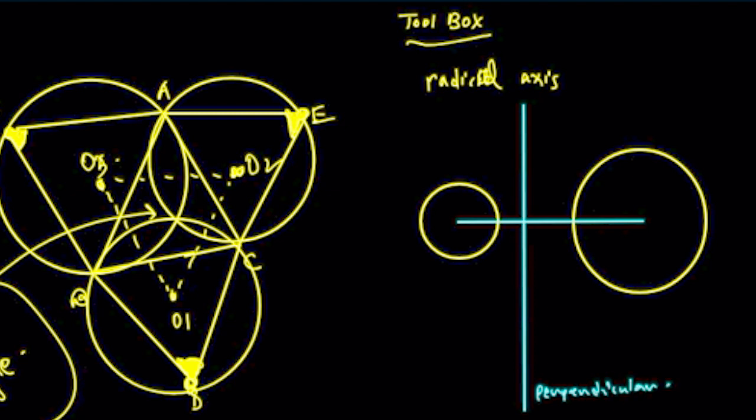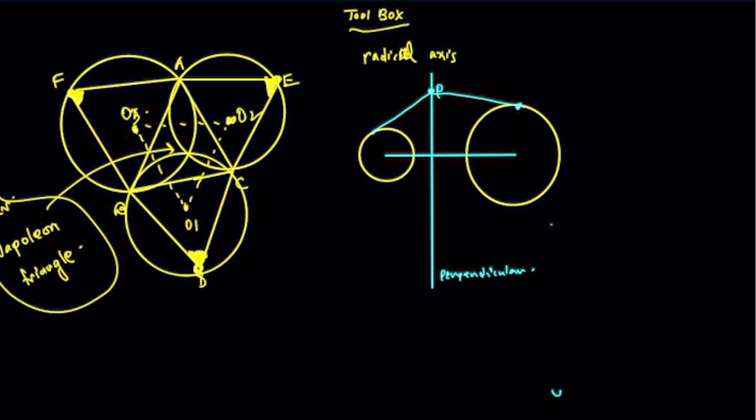And moreover, power of any point. So if you draw tangents from the line to these two circles, let's say T1 and T2, then PT1 square equals PT2 square. So the power of the points on this line from these two circles are equal.